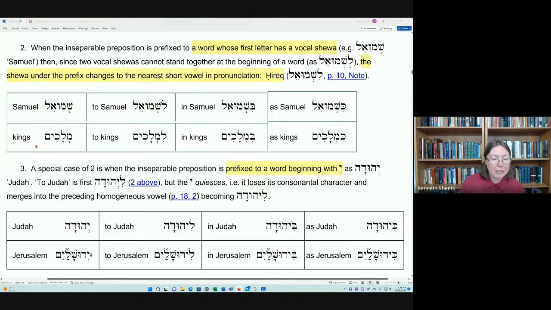And then you can see the same thing as well here with kings. So melakim, kings; limlakim, to kings; bimlakim, in kings; kimlakim, as kings.